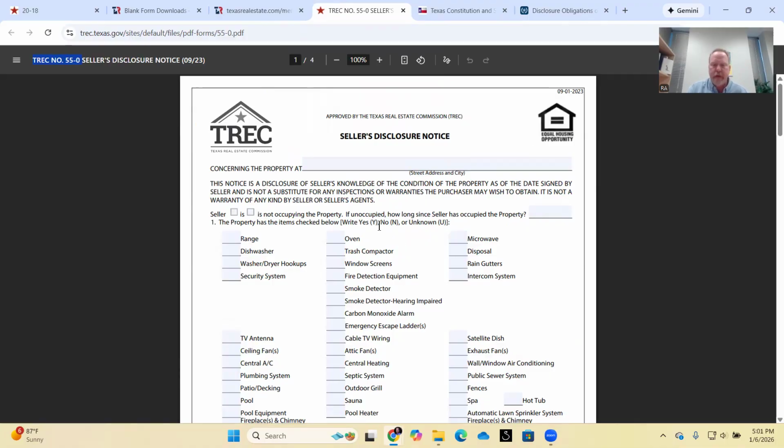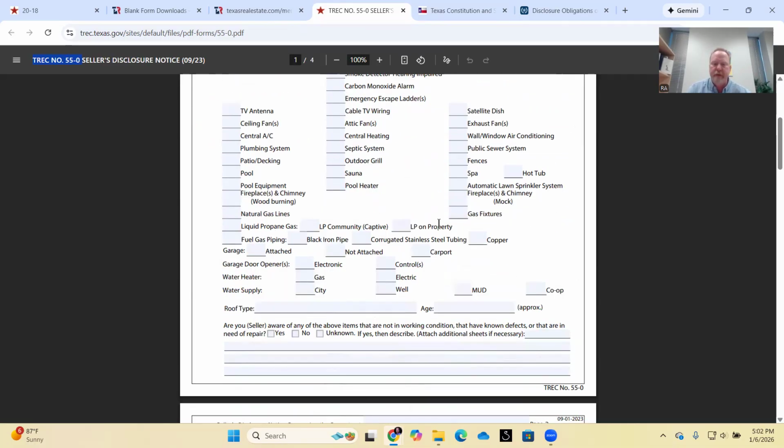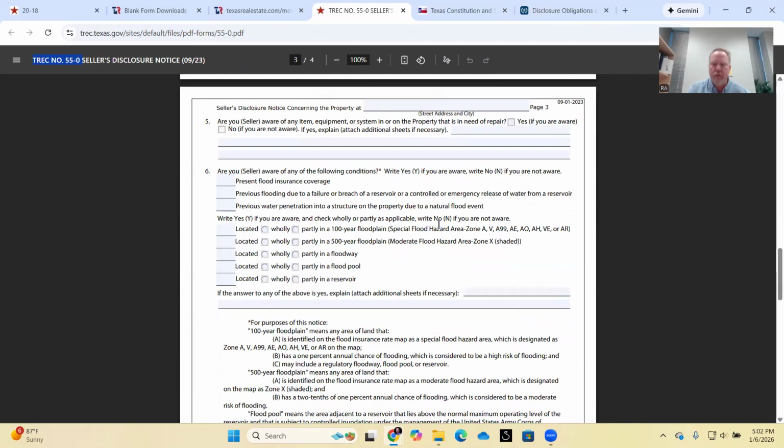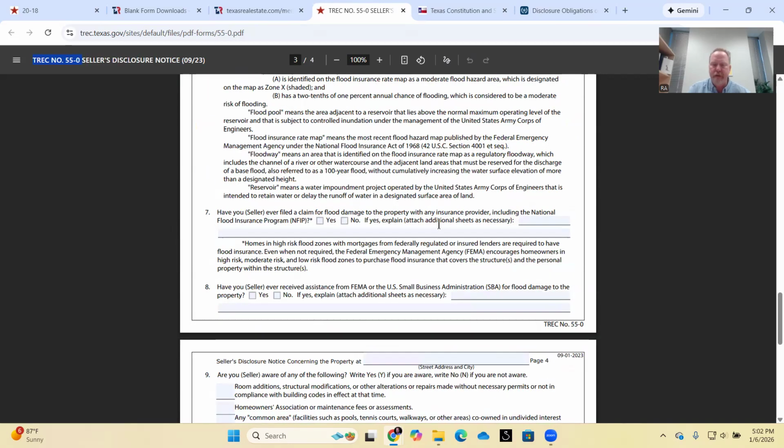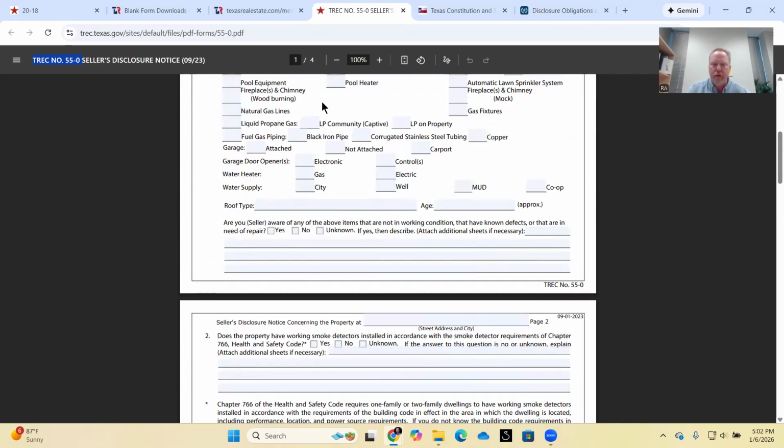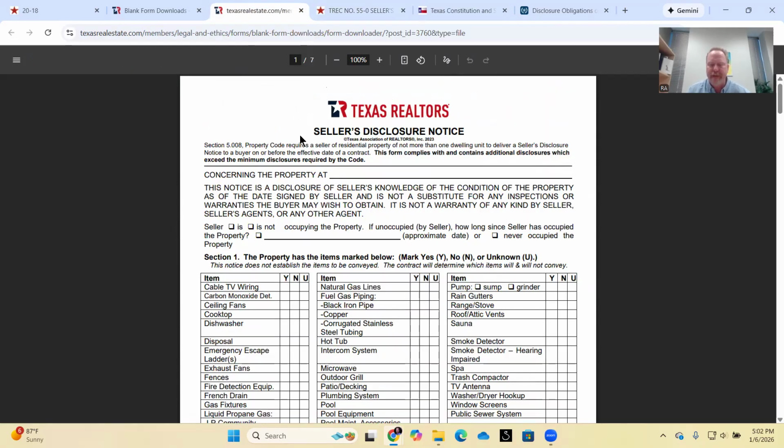Okay. And it's either yes, they're aware, or no, they're not aware, right? Or yes, it has the condition, no, it doesn't have the condition, or they don't know if it has the condition or not. This is the TREC form, which is the basic form. This is the minimum that's needed in the disclosure. What most of your brokers are going to want you to use is this Texas Realtor Seller Disclosure Notice. It gives more information. It also triggers the seller to be more aware of certain things and to disclose.